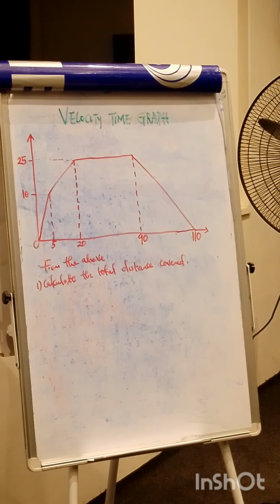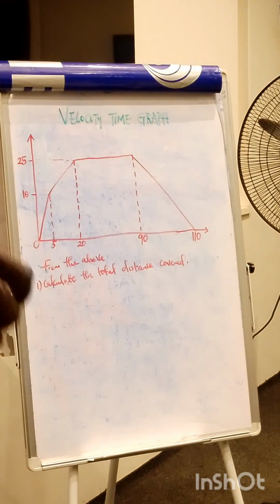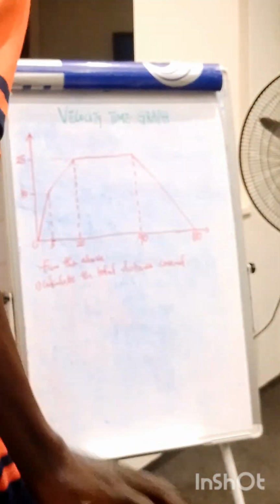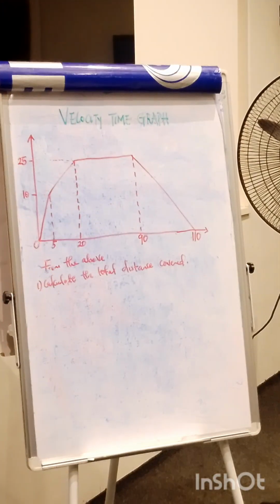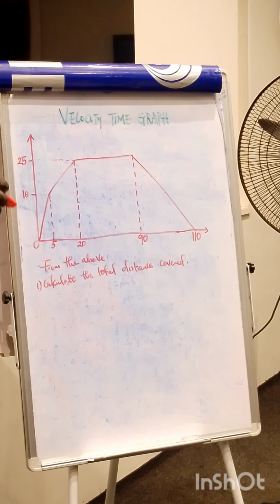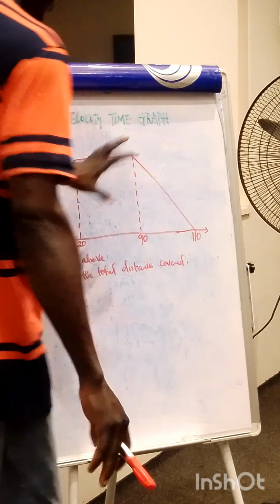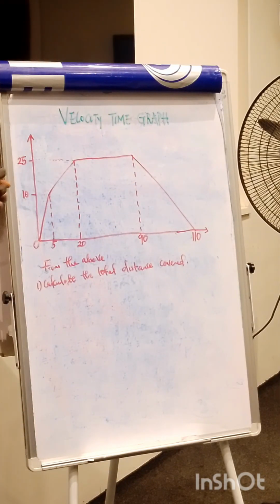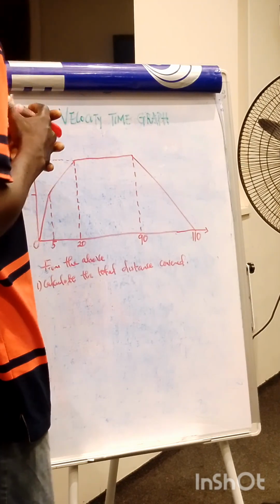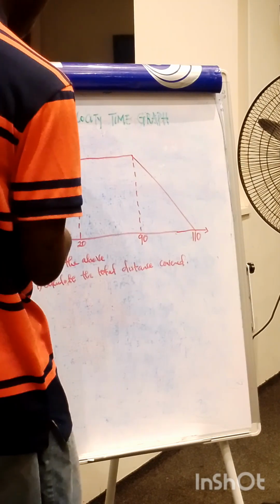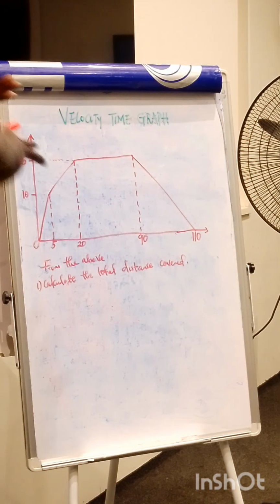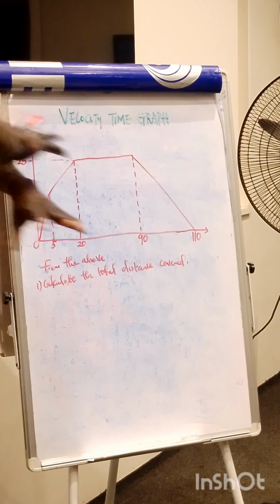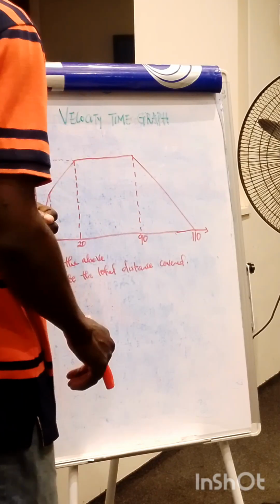Okay, now let's quickly go into velocity-time graph. So here in this question, they're asking you about the total distance covered. This thing is actually very simple. From this graph, you are trying to calculate all the distance that is covered. That's what they are asking you here.